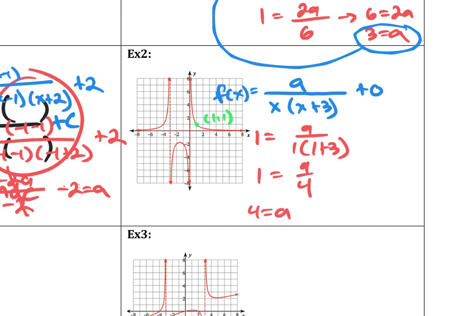Again, as we had done before, we're going to go ahead and plug that in. So I'm going to substitute the 4 for my a, and I have f of x is equal to 4 over x times x plus 3.